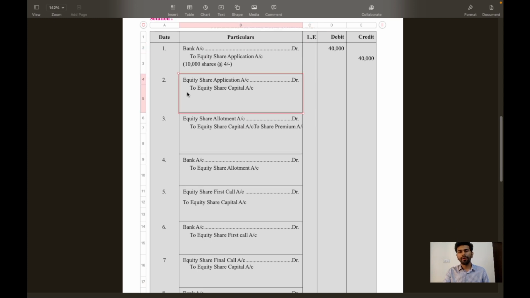The second journal entry is for transfer of application money to equity share capital. The amount will be the same. For the first entry, the narration will be being application money received on 10,000 equity shares, and the narration for the second entry will be being application money transferred to equity share capital account.